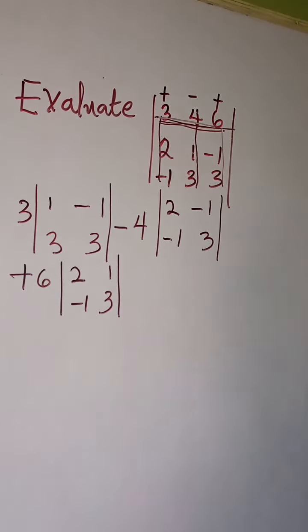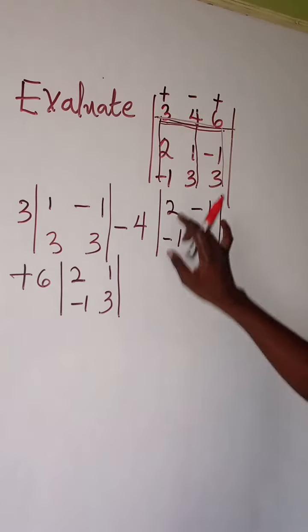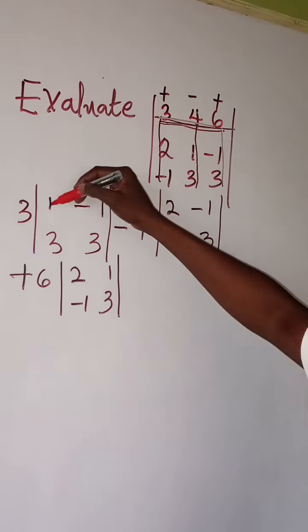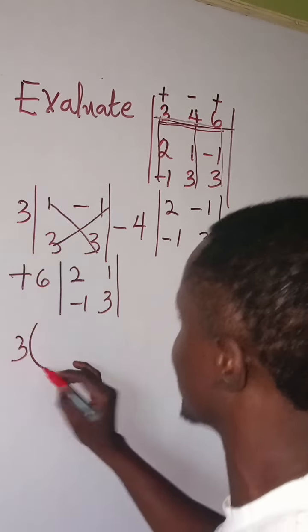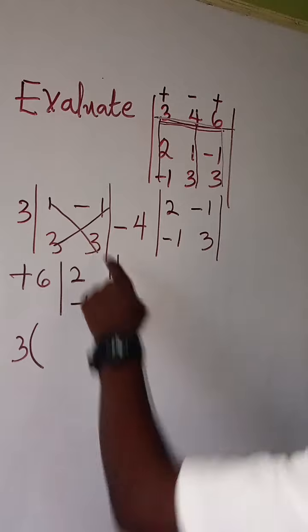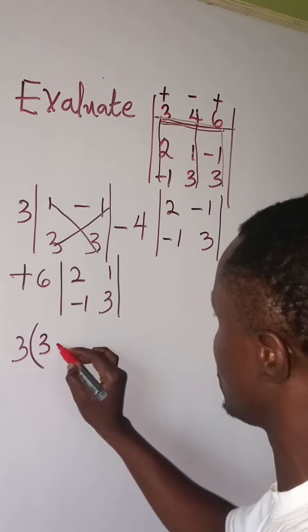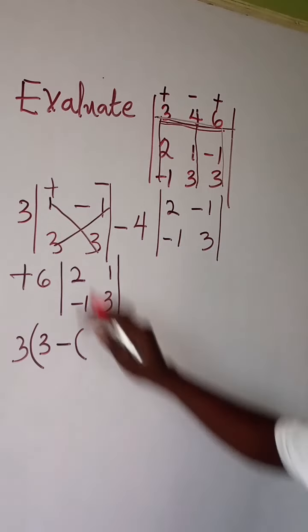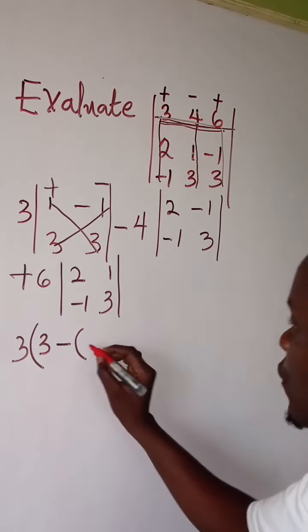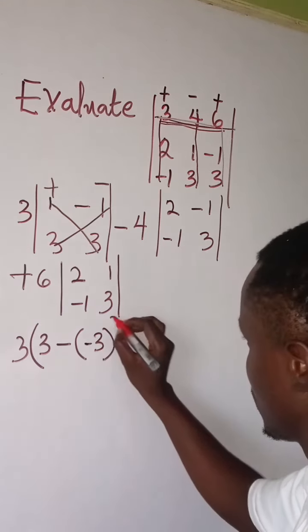So what's the next thing we have to do? Now this is a typical 2 by 2 matrix. So we cross multiply here. So we now have our 3 into bracket. 1 times 3 will give us 3, minus open bracket this addition and subtraction. 3 times minus 1 will give us minus 3.